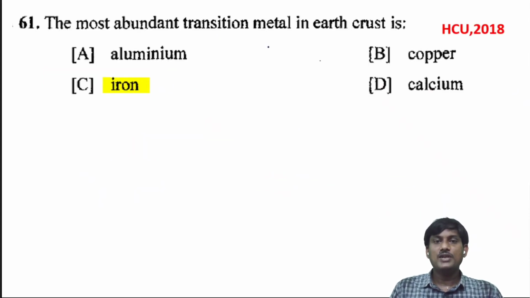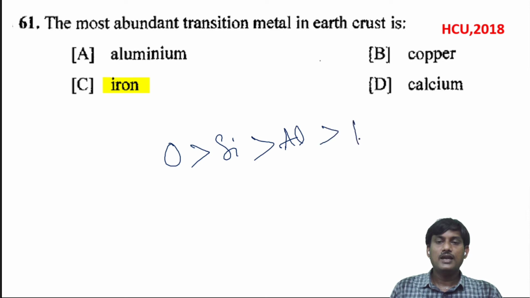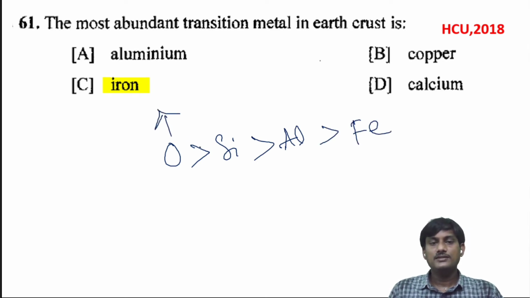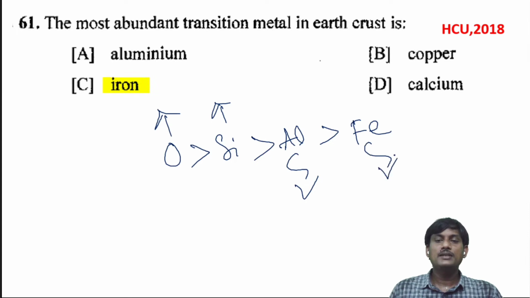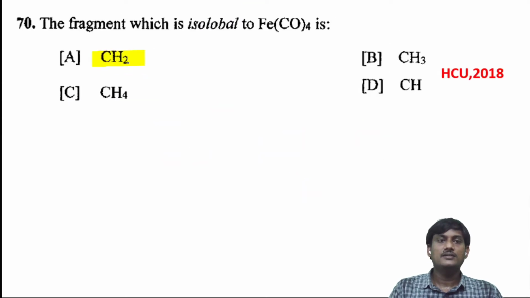The most abundant transition metal in Earth's crust is... So this is the abundance of elements: oxygen, next one is silicon, aluminum, next one is iron. This is the order. Oxygen is the most abundant in Earth's crust. Next one is silicon. The most abundant metal is aluminum. The most abundant transition metal is iron. So here transition metal is asked, so the answer is iron.